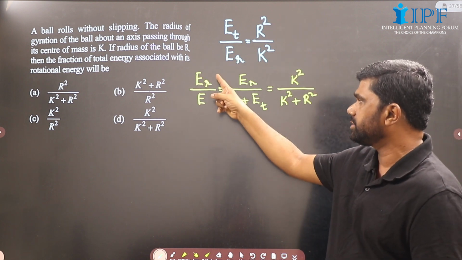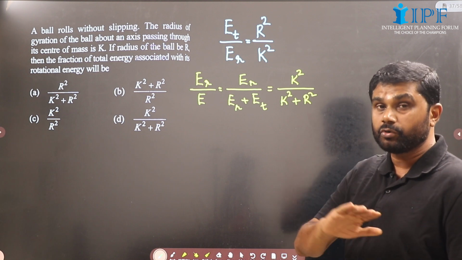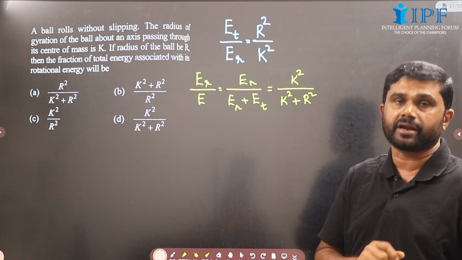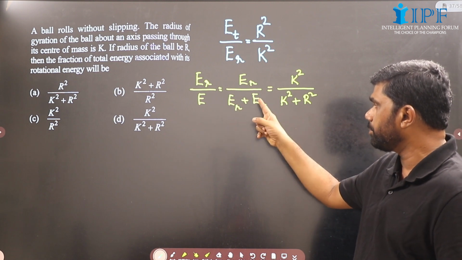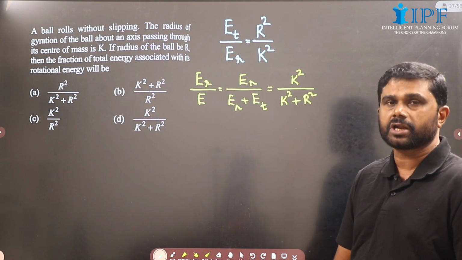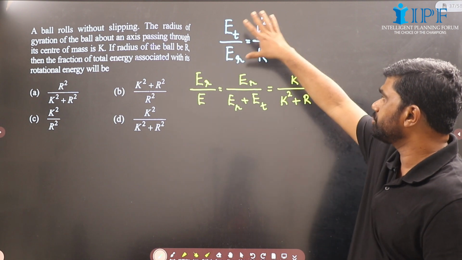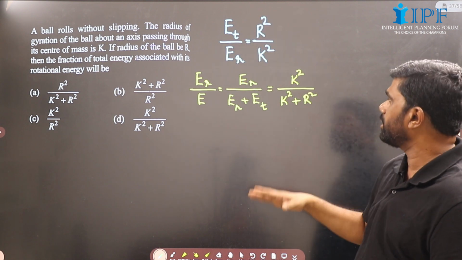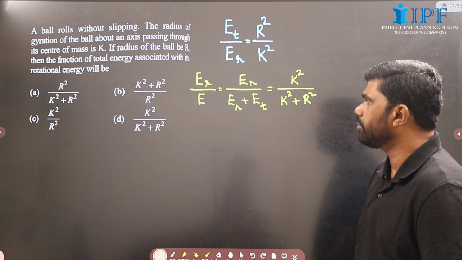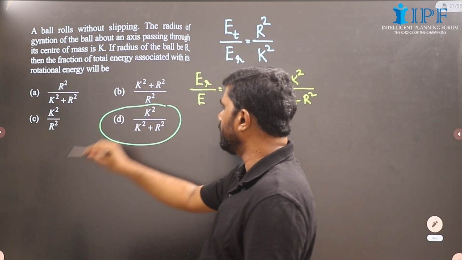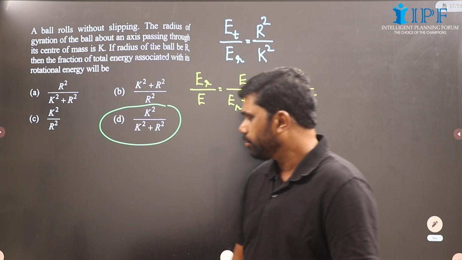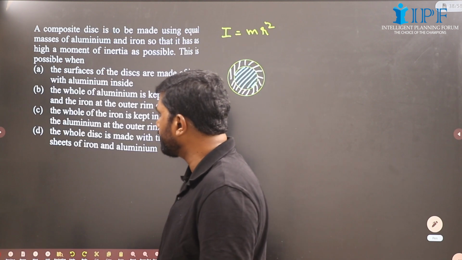This is rotational energy, and capital E without any suffix represents the total energy. So we can write rotational energy divided by rotational plus translational, that is the total energy. By using the componendo dividendo rule, we can write K square divided by K square plus R square. So this must be the correct option. Now children, let's see what we have next.